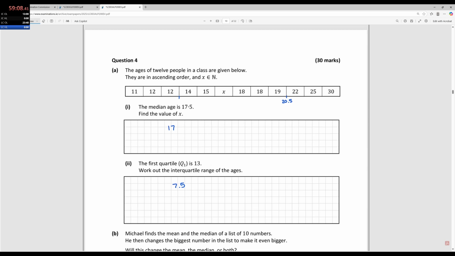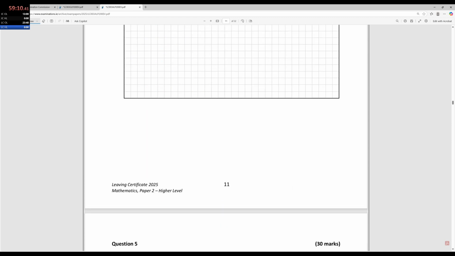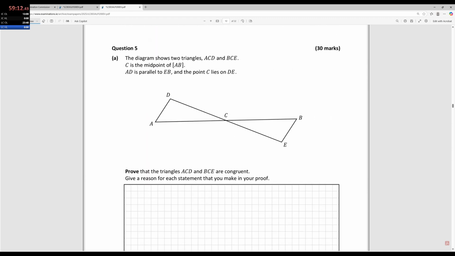These were all fairly simple stats for honors. Like question 4 should have been that. Okay, that seems like not an ordinary level question, just a more nuanced ordinary level. Diagram shows two triangles. C is the midpoint of A to B. AD is parallel to BE, and the point C lies on DE. Prove that the two triangles are congruent.